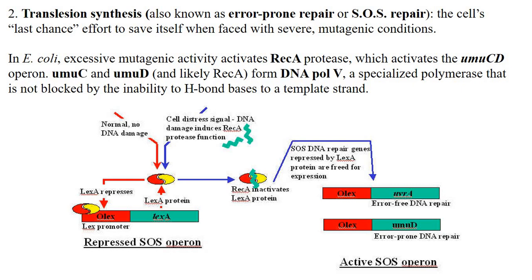In E. coli, excessive mutagenic activity activates the RecA protease, which activates the umuDC operon. This forms DNA pol V. So remember, DNA pol III is the major replicative enzyme, the replicative polymerase in E. coli, but pol V can be used. Pol V is required. Let me start it again.